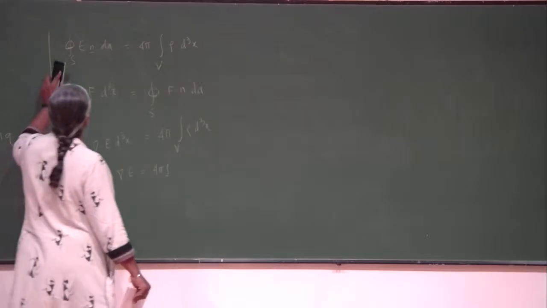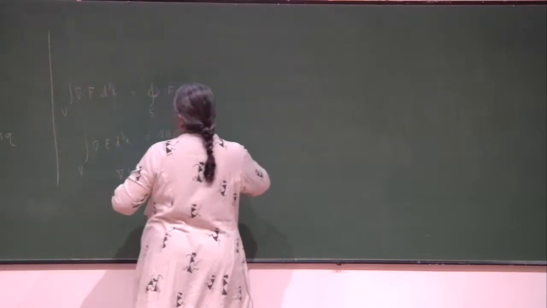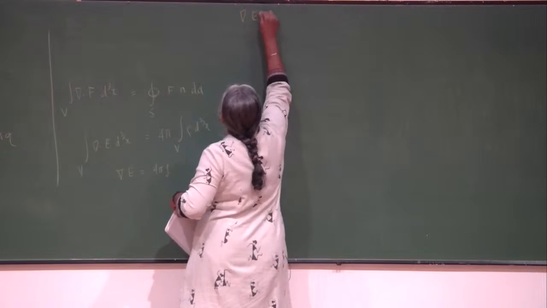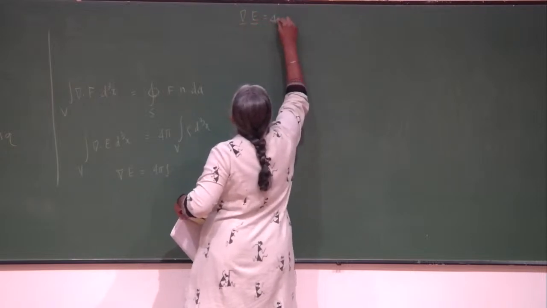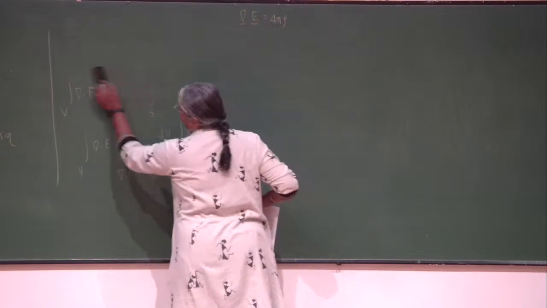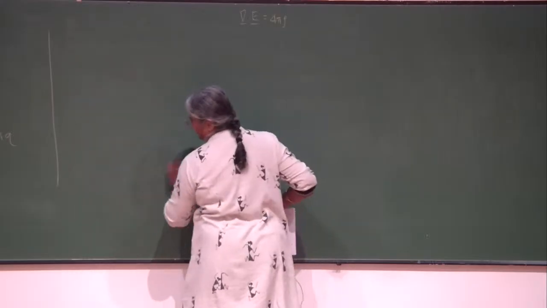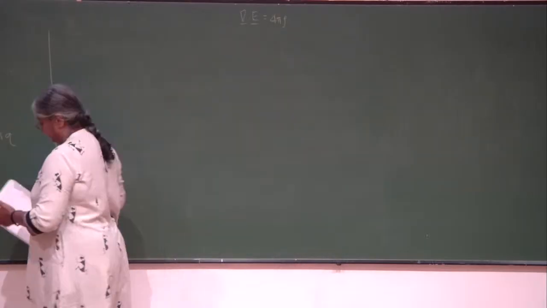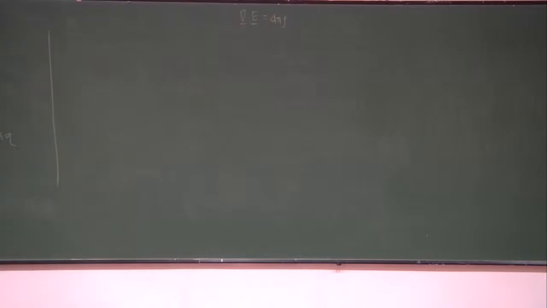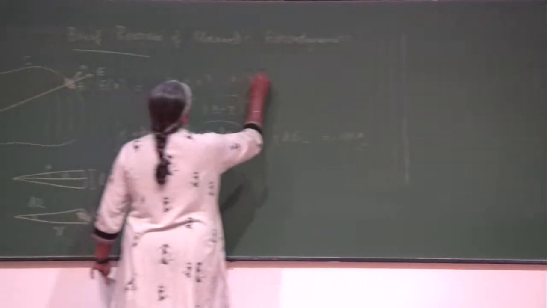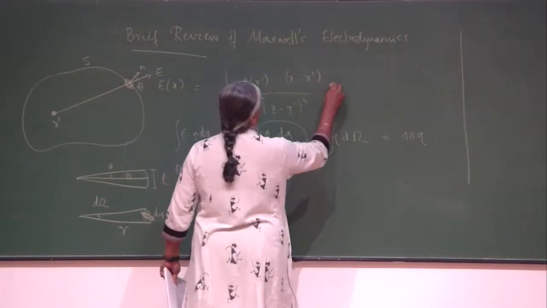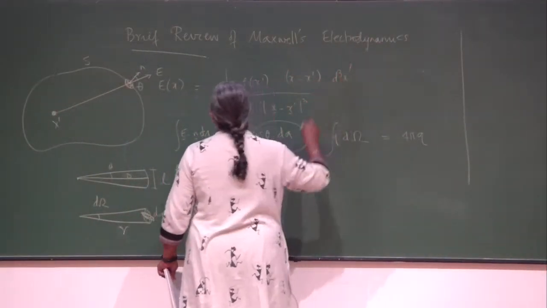So maybe we will put it somewhere over here. Del dot E is equal to, so okay, then what do we do? I shouldn't have rubbed off this equation. Let me just keep it. It's always nice to write equations where you can see, right?